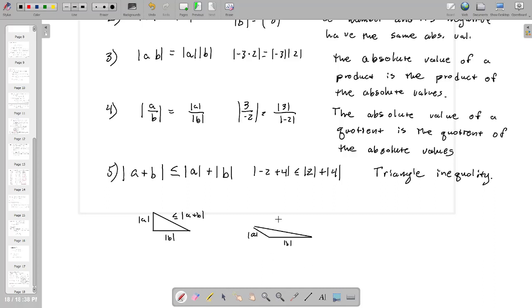The only time equality will hold in this is if you have something that looks like this, where this is the absolute value of a, absolute value of b, where you have opened the triangle so that it's now flat. And then obviously the diagonal between this point and this point, which would just overlap a and b, would be equal to a plus b.